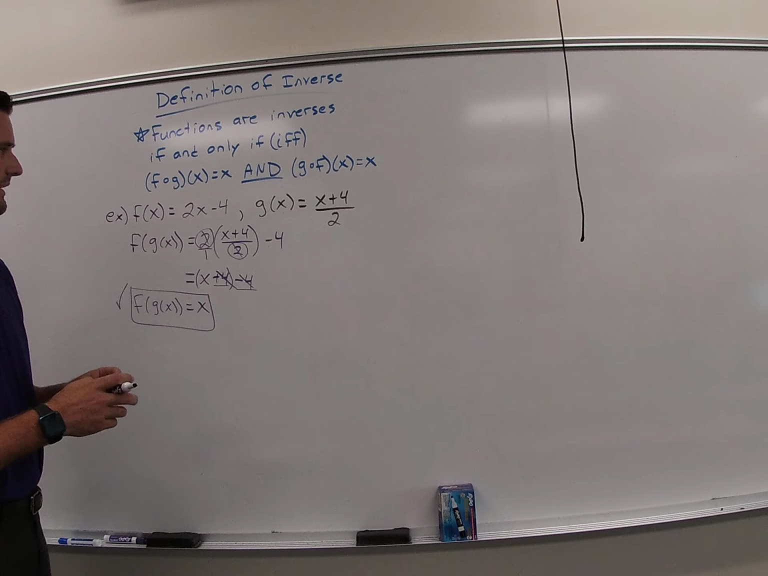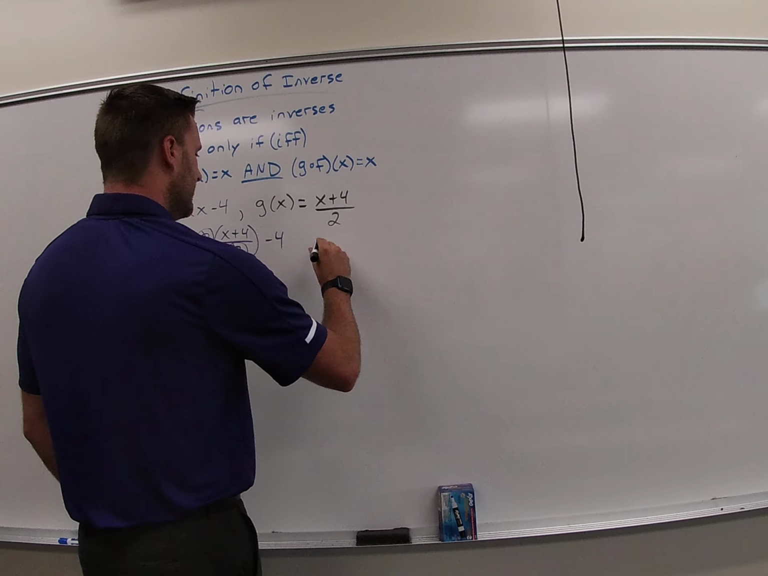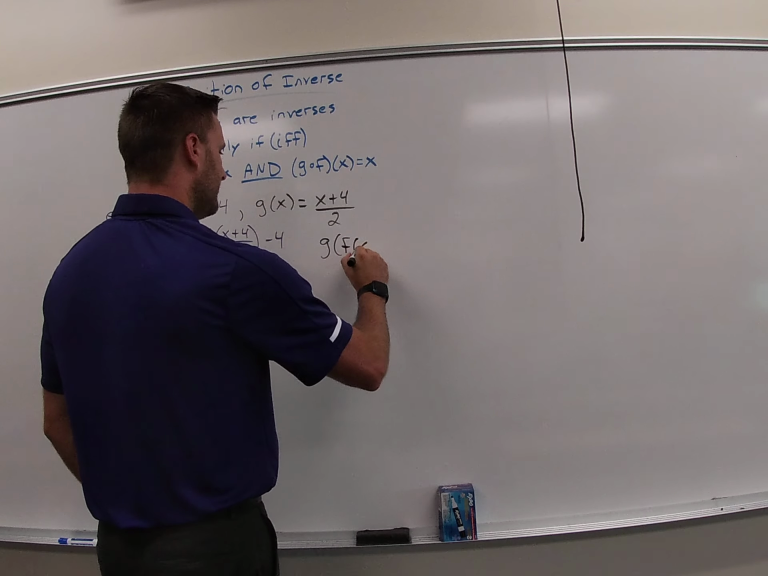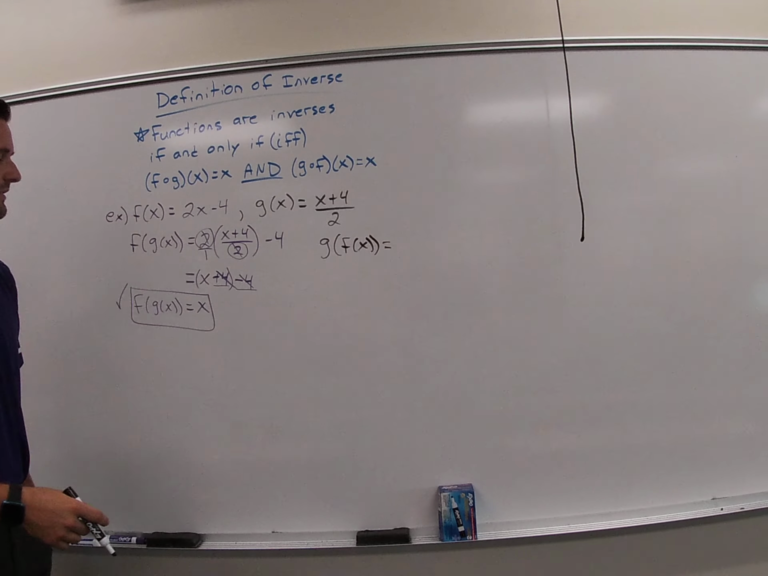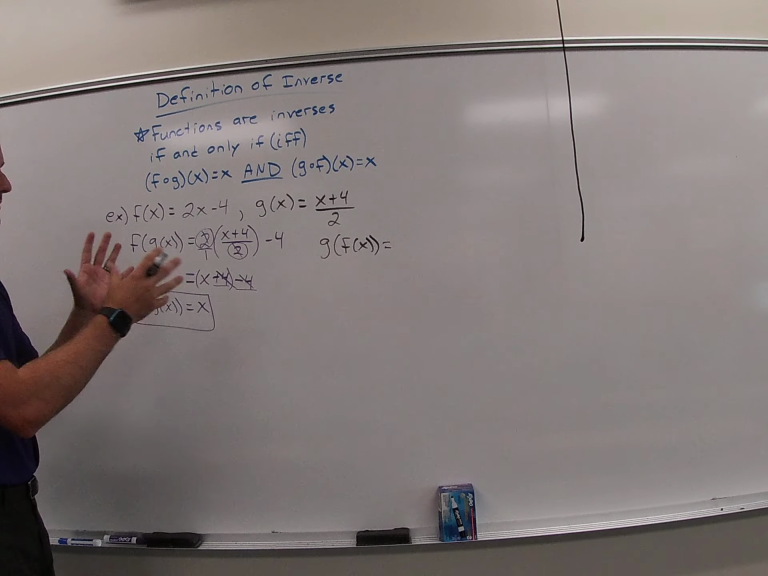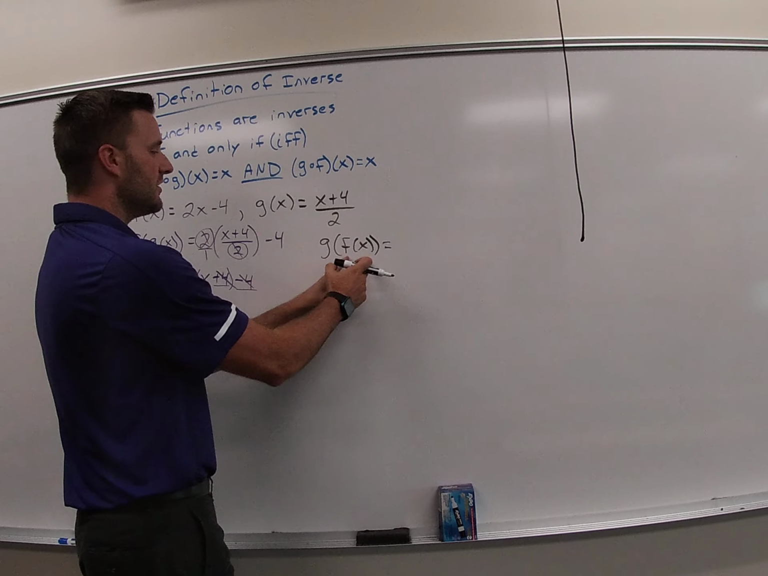So g of f of x. Let's see what this is. And again, you don't have to write g∘f of x. You can write the other format, g of f of x. I just kind of prefer that, I guess, but it doesn't really matter. So now my innermost and my outermost, my input and output, have changed. They've flipped. So now my innermost function is f of x.